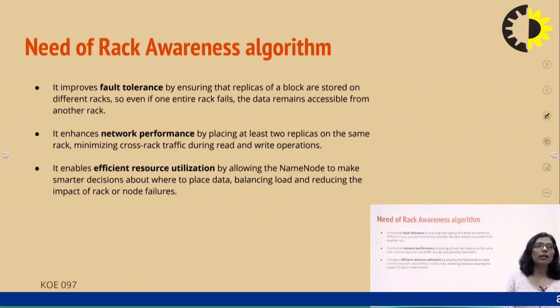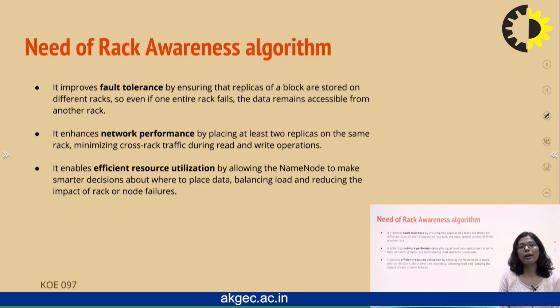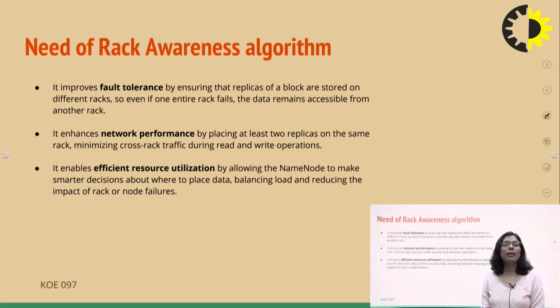So, what is the need of the rack awareness algorithm? First, it improves fault tolerance by ensuring the replicas of a block are stored on different racks. So if one rack fails, I can get my data from other racks. Second, it enhances network performance by placing at least 2 replicas on the same rack, minimizing cross-rack traffic during read and write operations. Third, it enables efficient resource utilization by allowing the NameNode to make smarter decisions about where to place data, balancing the nodes and reducing the impact of rack or node failures. So that was the need of the rack awareness algorithm.